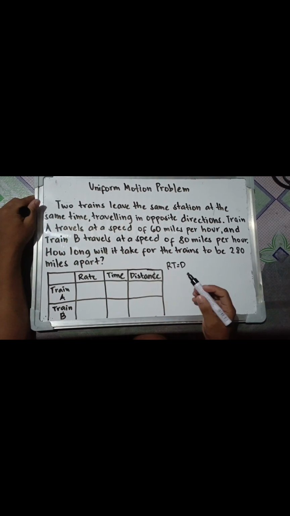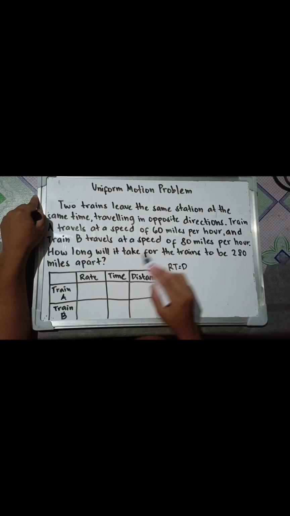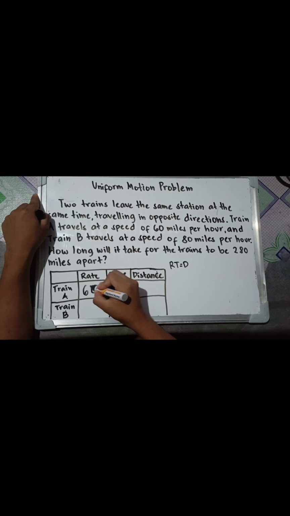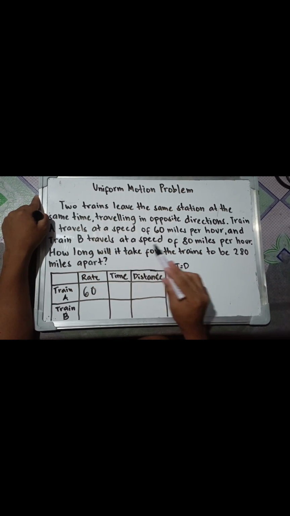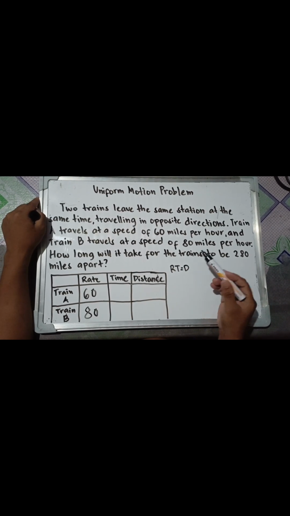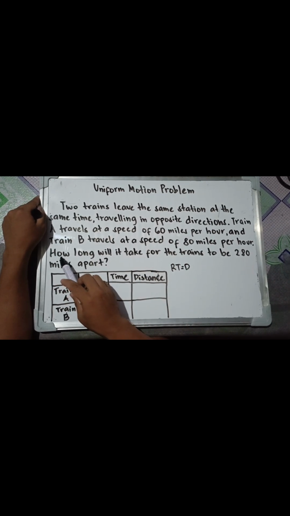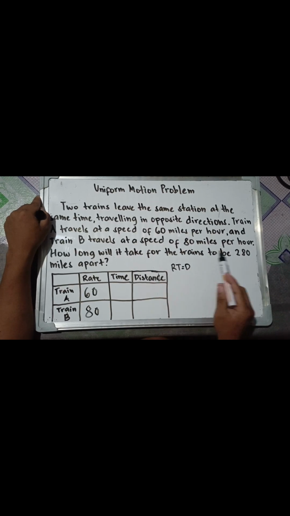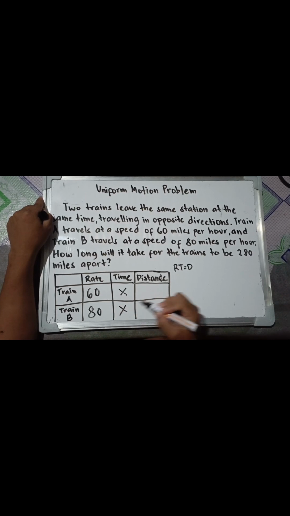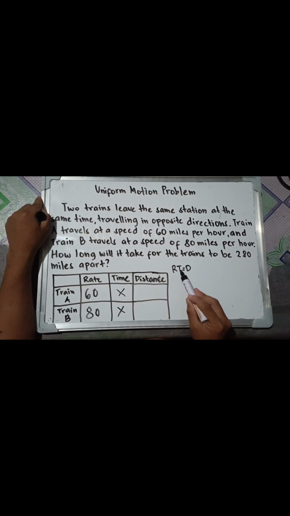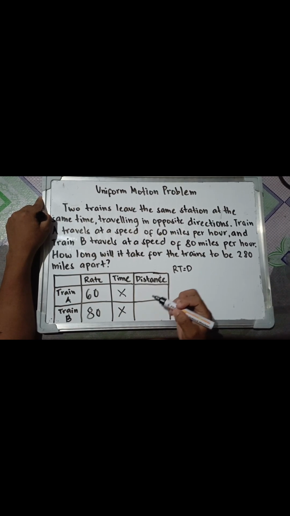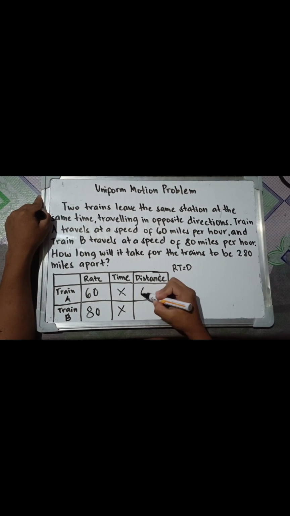Since our given is the speed of train A, which is 60, we put here the 60, and the given of train B at a speed of 80. Since we don't know the time of how long it will take for them to be 280 miles apart, we just leave here an x. Since our formula is rate times time equals distance, we multiply this rate and time, so 60x.